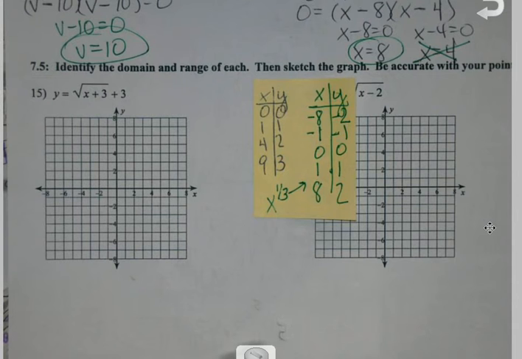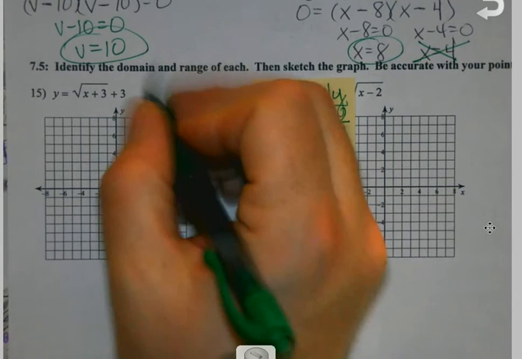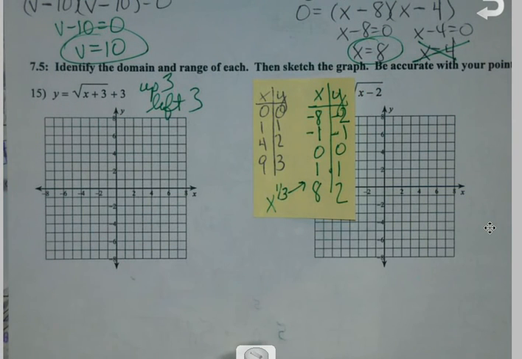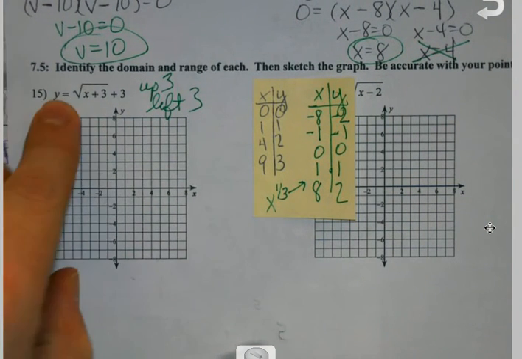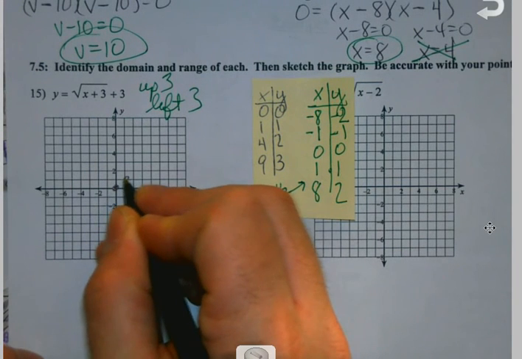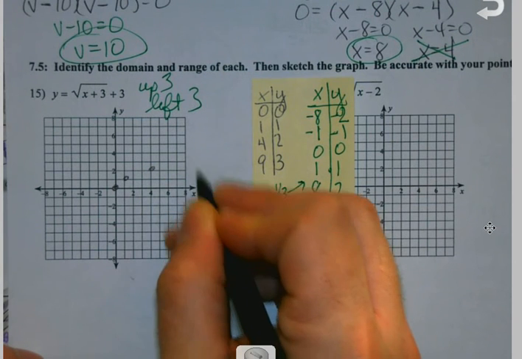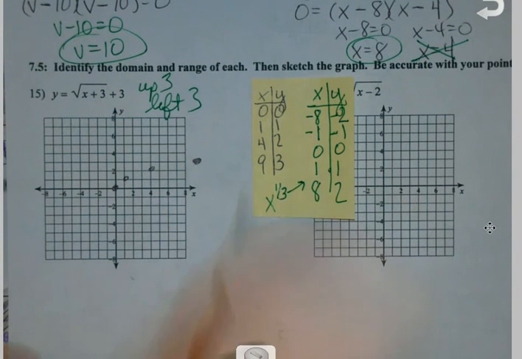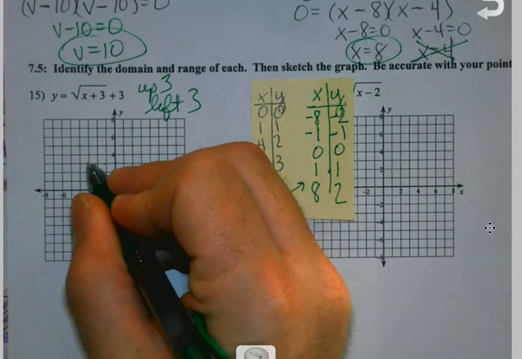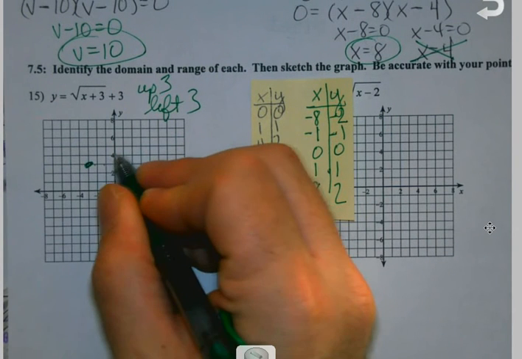Shifts, what are they? Left 3 and up 3. That comes in handy when I'm trying to do my graphing on this. Because I notice there's no number in front, so it's just going to be my base points. So I'll go ahead and plot my base points. A little off the chart here, but that's okay. And then I just take those 4 points and do the shifts. So up 3, left 3, up 3, left 3.